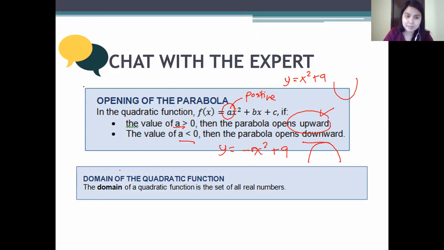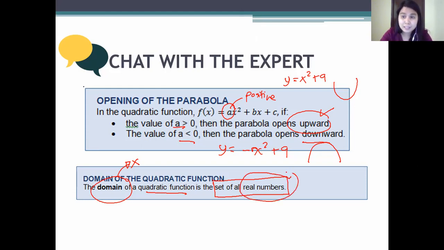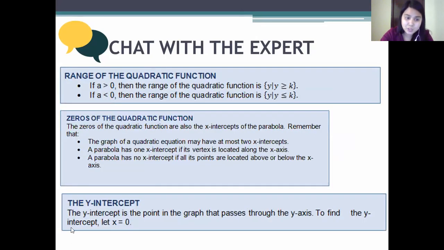Next, the domain. These are all the values of x. What's the domain of our function? In a quadratic function, the domain is the set of all real numbers. It means that the domain can be any number. It can be positive, it can be negative, it can be a fraction, a decimal, or with a square root, as long as it is a real number. Next, how about the range?